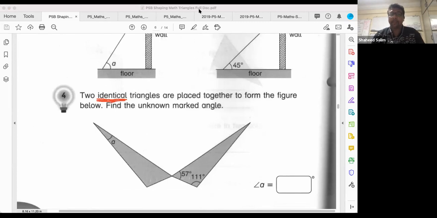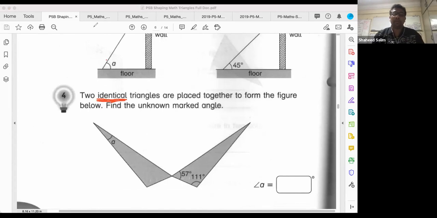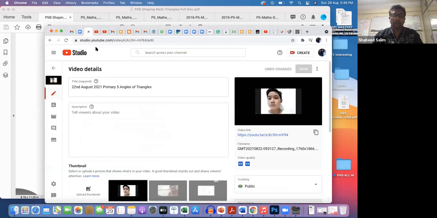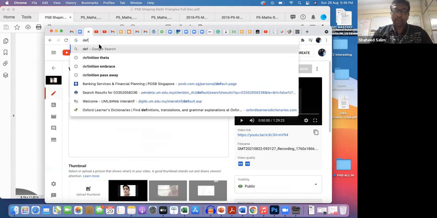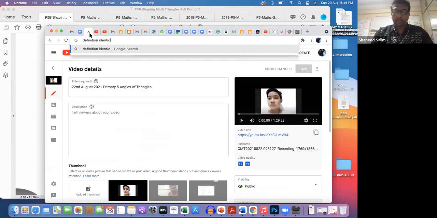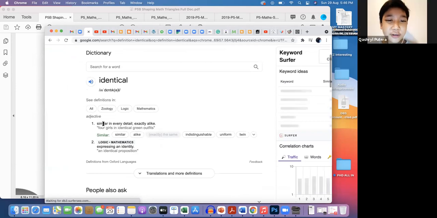Identical. You know what's identical? Same. Okay. Let's say now we have this one. Just double check. You all must know the meaning of this. Okay. Definition. You can write definition. Identical.